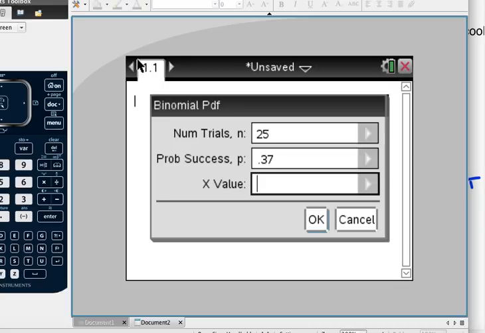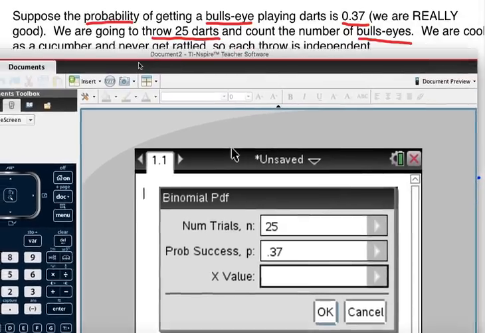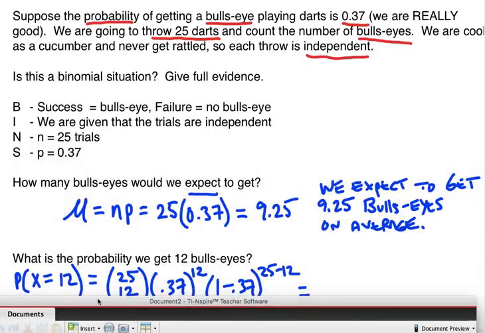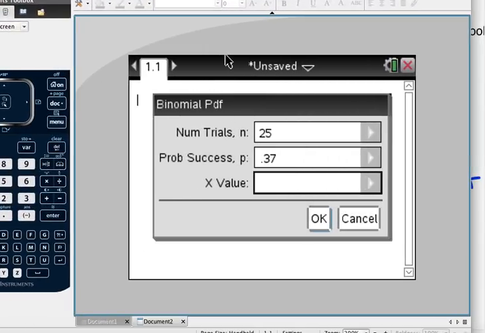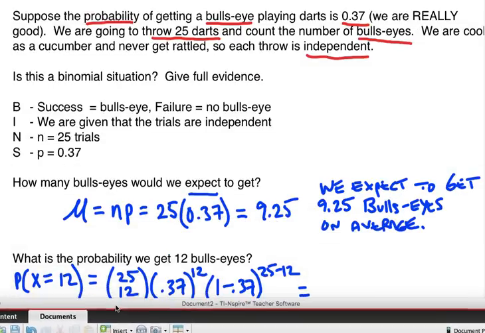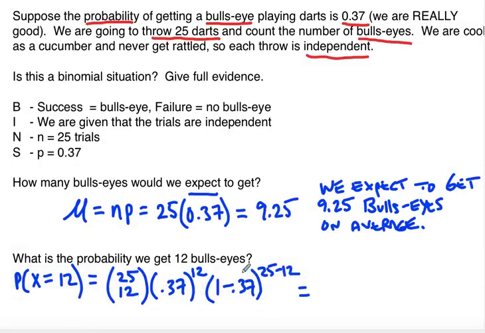And then the X value, how many successes are we trying for? We're trying for 12 successes. You see where X equals 12. So 12 goes in here. And then we're going to hit OK. And then this is our answer right here, 0.84. All right, so I don't write down any of my calculator steps. I write down the formula, then I go to my calculator and I get the answer.